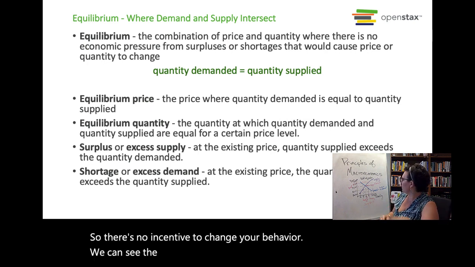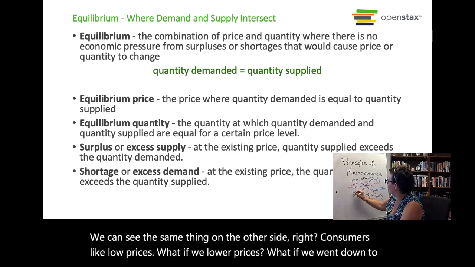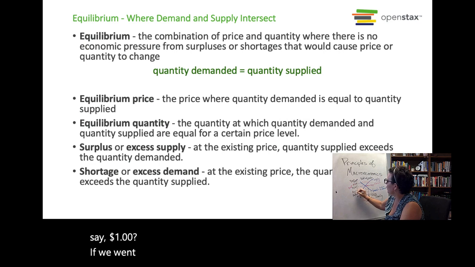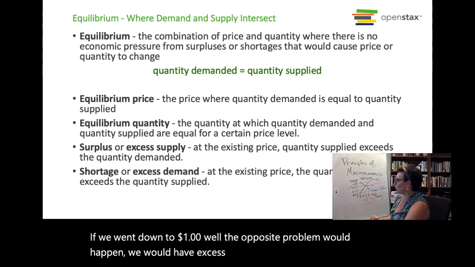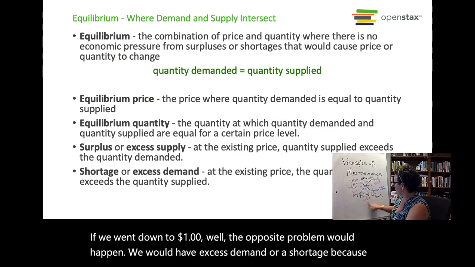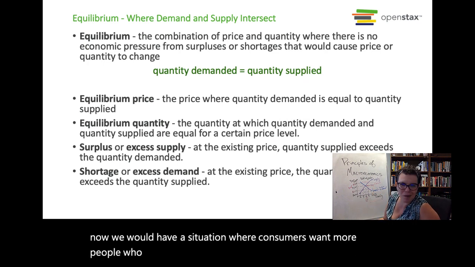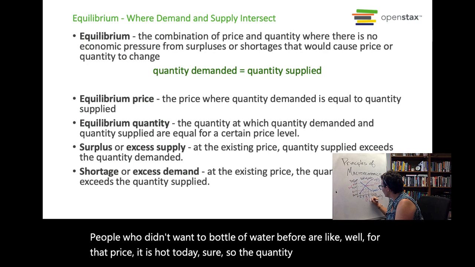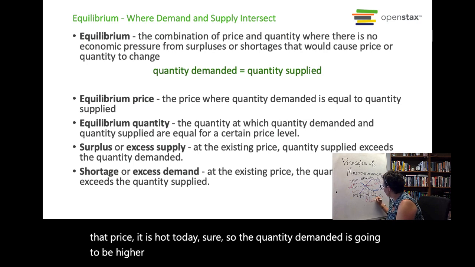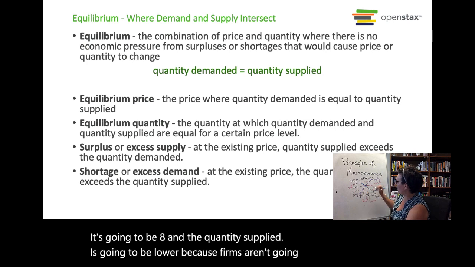We can see the same thing on the other side, right? Consumers like low prices. What if we lower prices? What if we went down to, say, $1? If we went down to $1, well, the opposite problem would happen. We would have excess demand or a shortage, because now consumers want more. People who didn't want a bottle of water before are like, well, for that price, it is hot today, sure. So the quantity demanded is going to be higher. It's going to be 8, and the quantity supplied is going to be lower because firms aren't going to want to sell that much at that price.